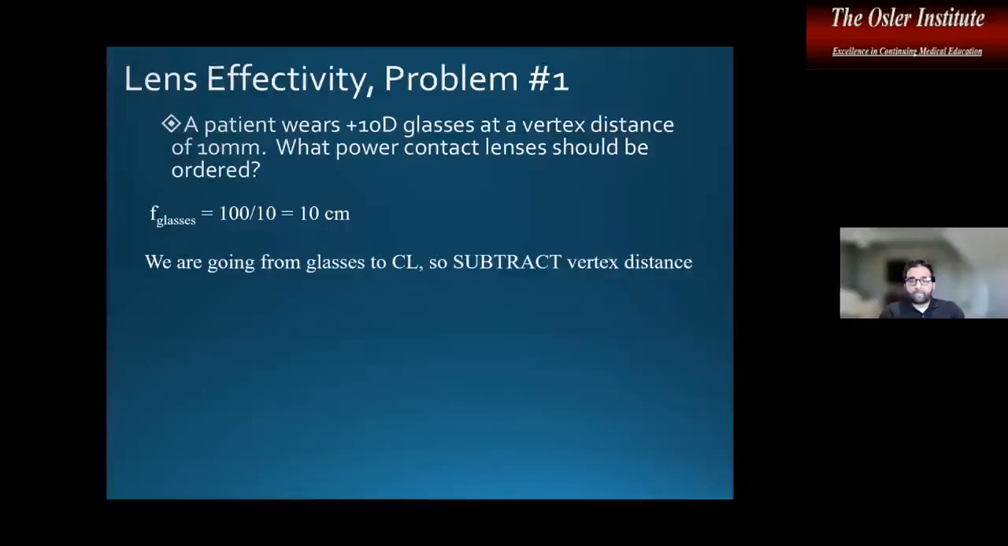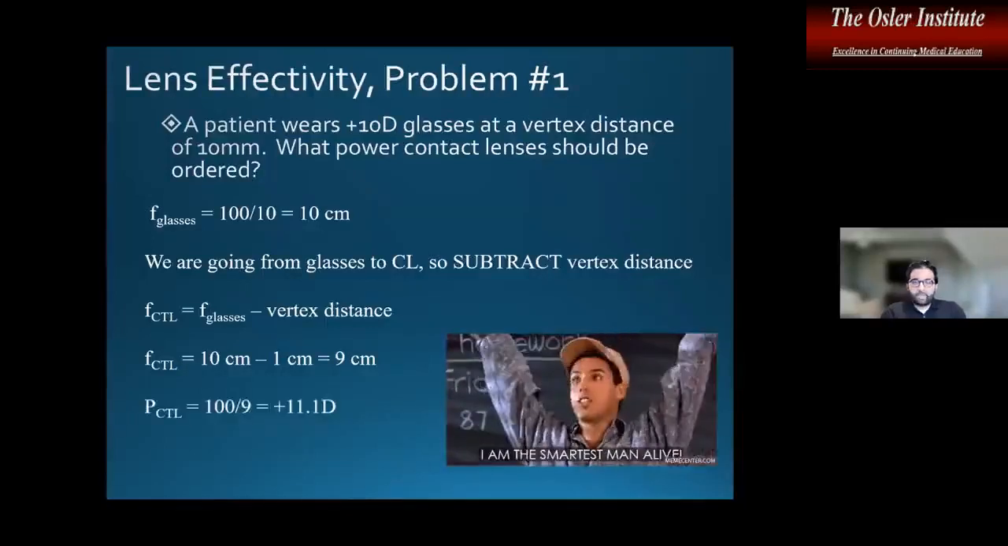But now we're going from glasses to contact lenses, so we need to subtract the vertex distance. In other words, the focal length of the contact lenses should be the focal length of the glasses minus the vertex distance. So now the focal length of the contact lenses is the focal length of the glasses, which is 10, minus 1 centimeter, because that's the vertex distance. 10 millimeters is the same as 1 centimeter. So the focal length of the contact lenses is actually going to be 9 centimeters.